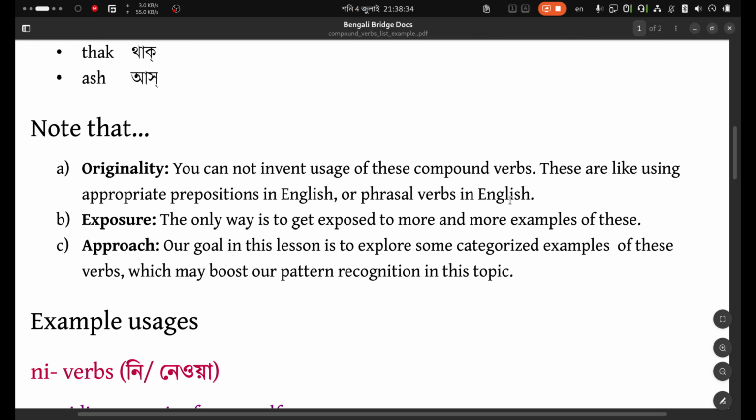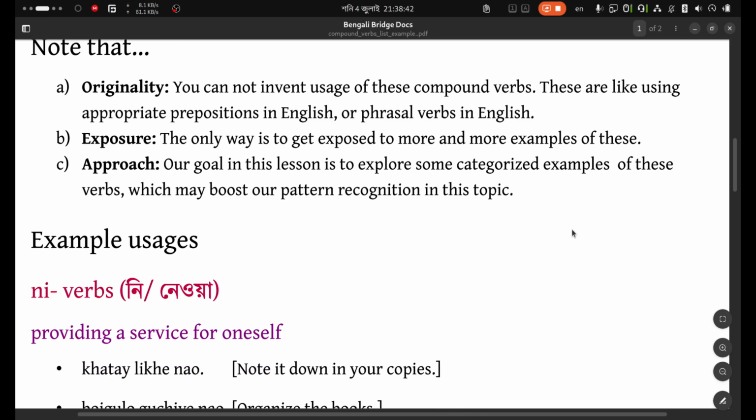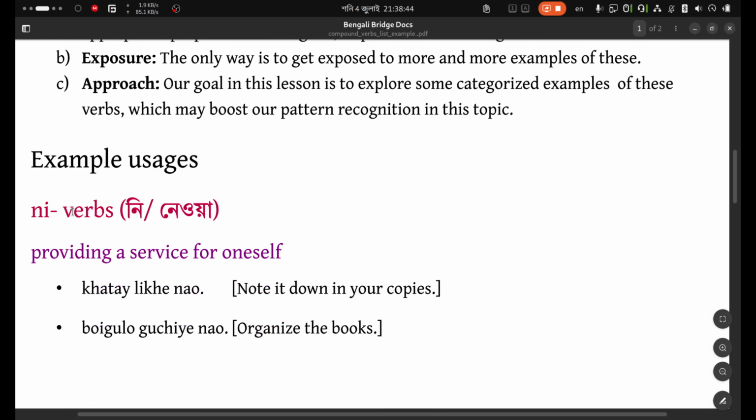You have to learn or get experience. So over time you will start picking up these verbs. And as I've already said, I have grouped these verbs based on the finite parts of them.